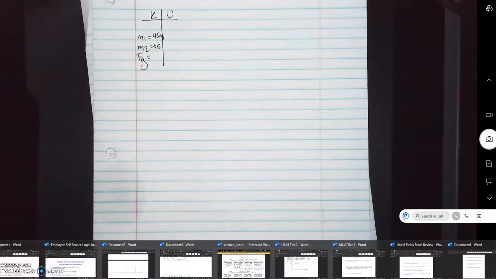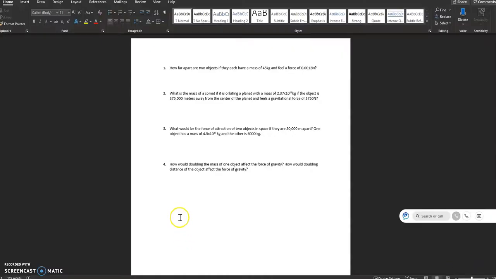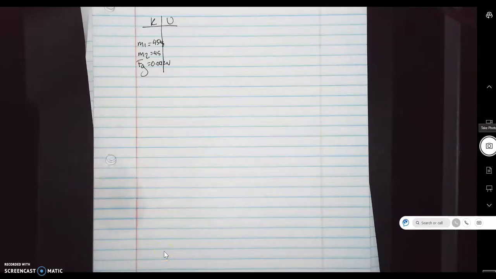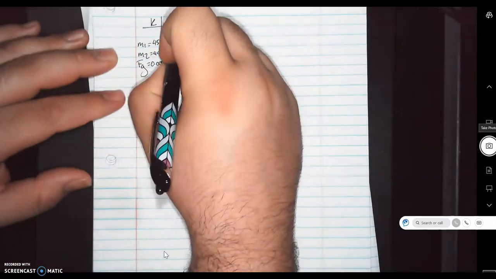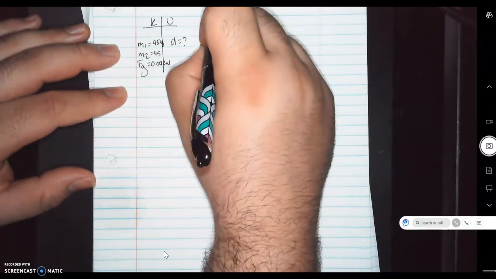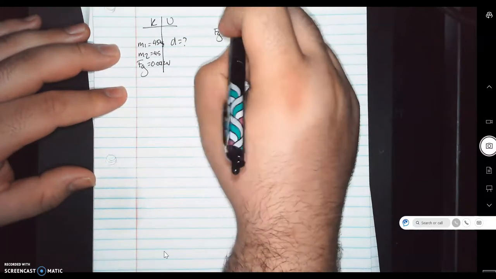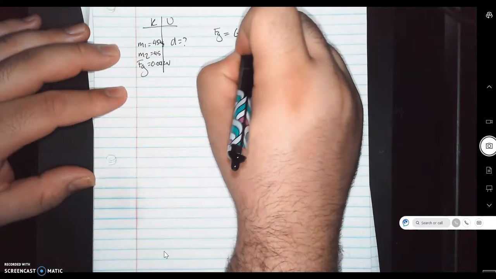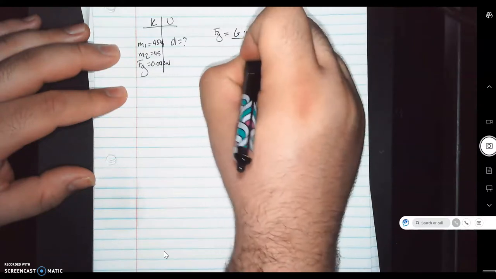And the force of gravity, I don't remember off the top of my head, so let's go check that out, is 0.0012 newtons. Okay, so let's figure out how to solve that. So what we're looking for is how far apart these two objects are. So the equation for this is Fg is equal to capital G times m1 times m2 all over distance squared.